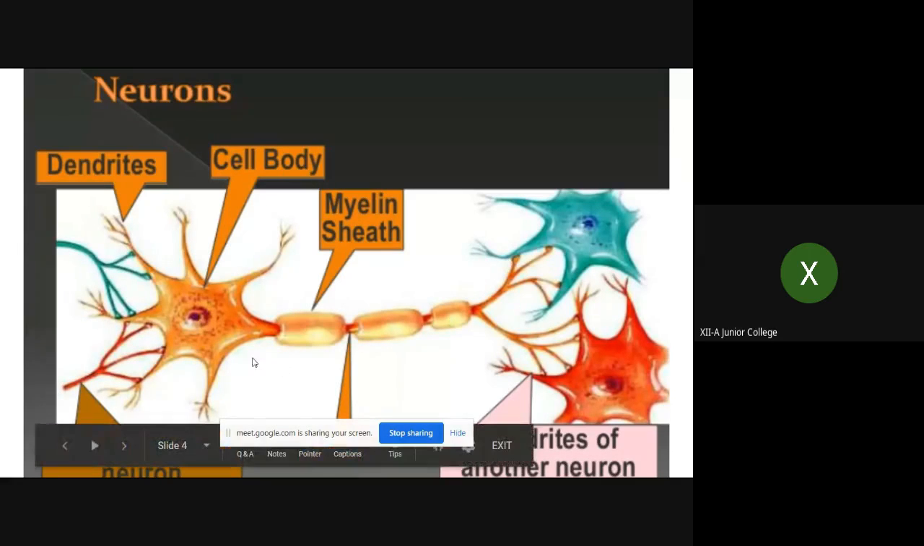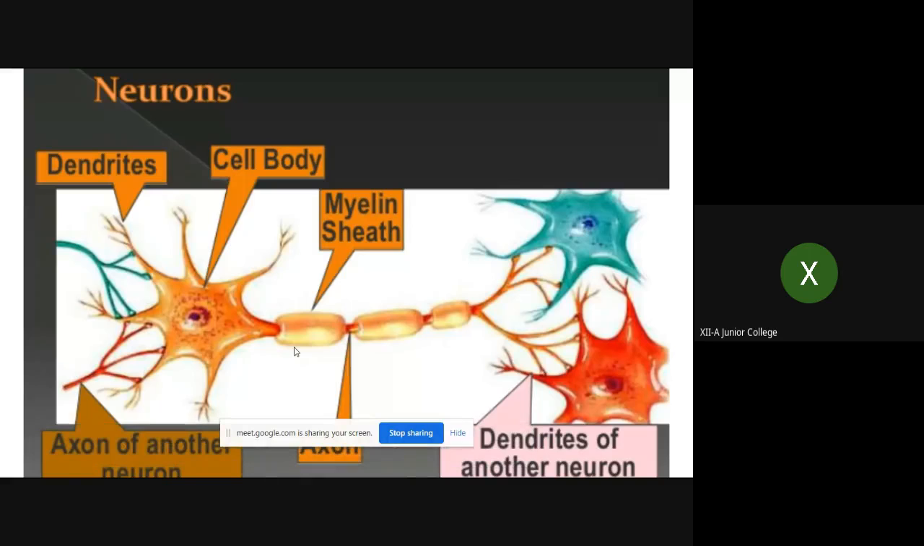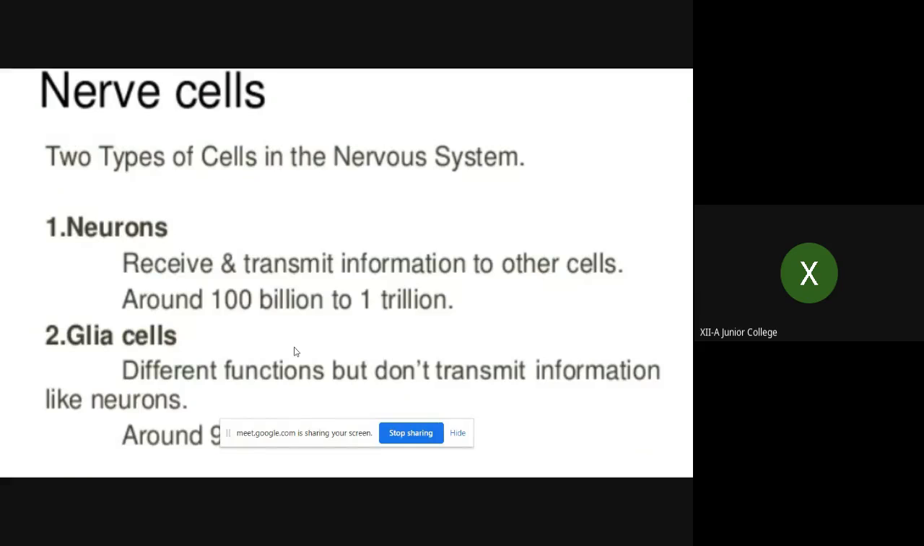So this is the structure of a single neuron. Neuron is one type of cell, and glial cells or neuroglial cells are the other. There are two types of cells in the nervous tissue which are considered to be the part of the nervous system. Then we will be studying in detail. So nerve cells are of two types. Neurons receive and transmit the information to other cells. Around 100 billion to 1 trillion neurons are present.